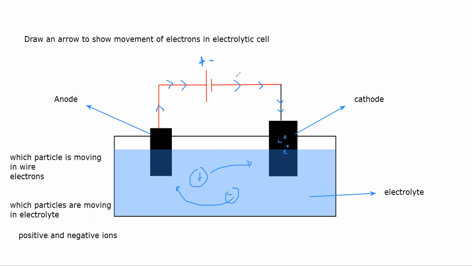Is it clear? The movement of electrons, the direction arrows to show the movement of electrons, and the charges which are there within the electrolyte are moving within the electrolyte. Any doubt in this? Take the screenshot.